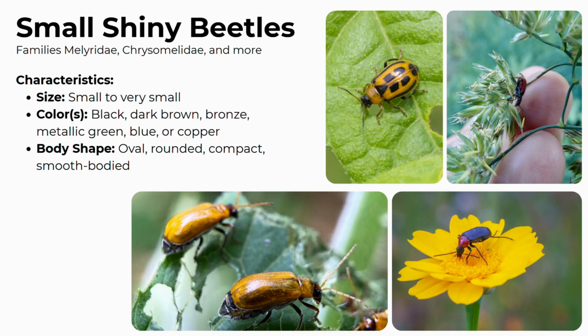Beetles in this grouping are more likely to have an oval or rounded shape down the back of their elytra to the end of their abdomen. Beetles in this group may or may not have elytra that cover all the way to the end of their abdomen, but in general they will not have long antennae like what we've seen with the longhorn beetles.